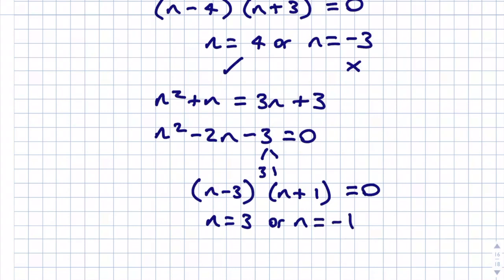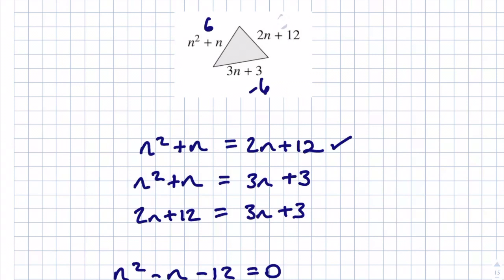Now let's substitute these values into our triangle. So if I rub these out, we're going to have 3 squared plus 3, which is 12. We're going to have 2 times 3, which is 6, plus 12 is 18. And then 3 times 3, which is 9, plus 3 is 12. Now, here we can see that n squared plus n is equal to 3n plus 3, and the other side length of 18 satisfies this triangle inequality theorem, because the side length of 18 is smaller than the sum of the other two sides, which is 12 plus 12, which is 24. So n equals 3 does satisfy an isosceles triangle.